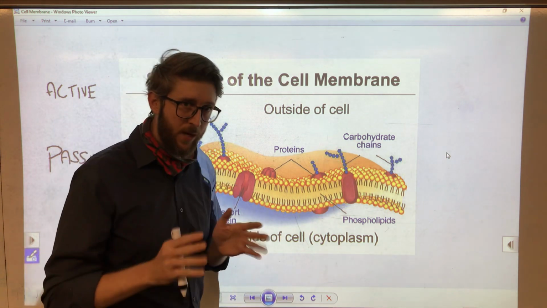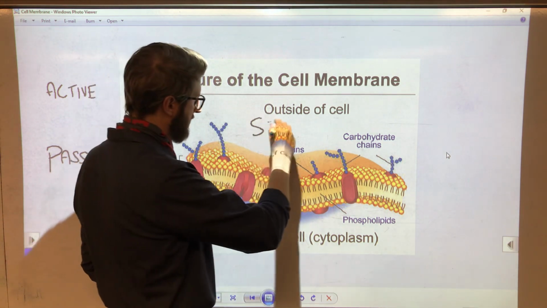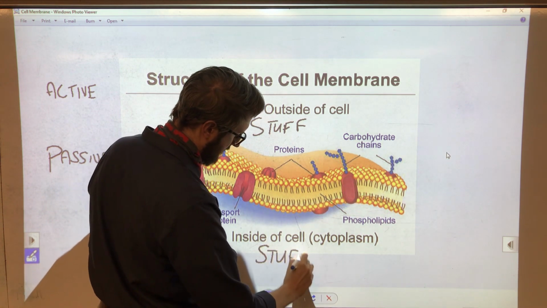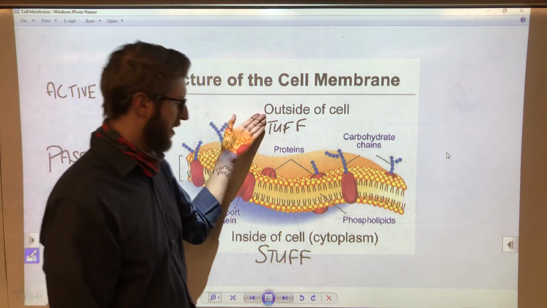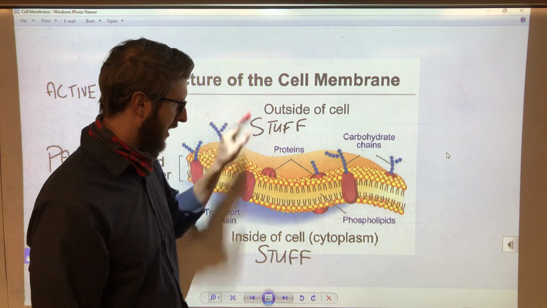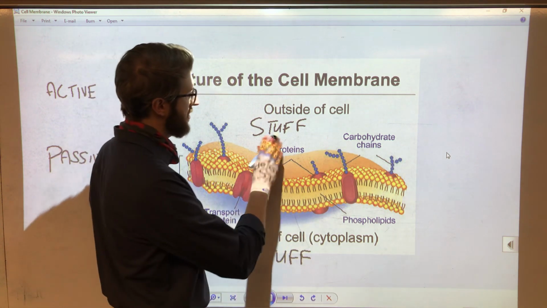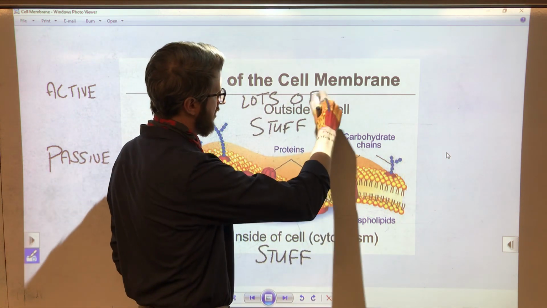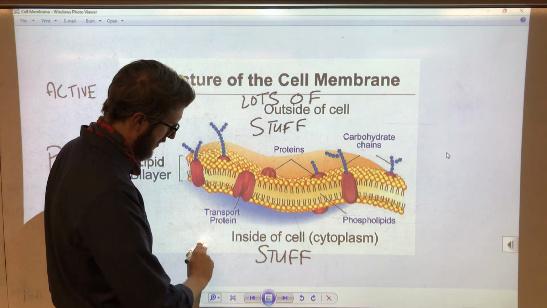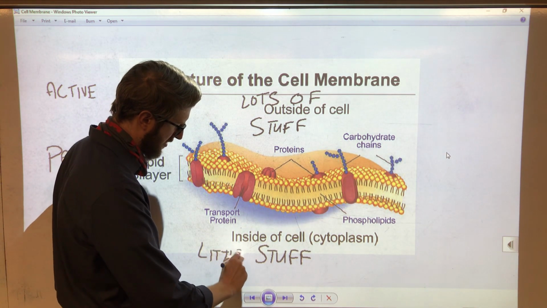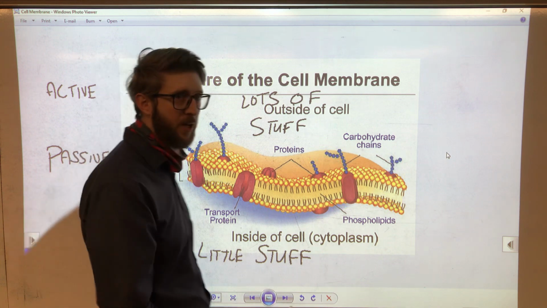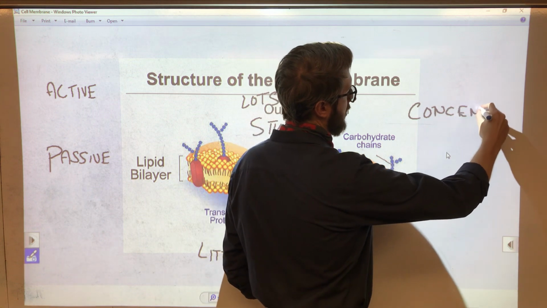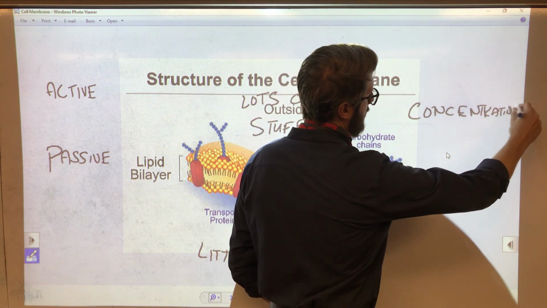And the way that it does it is you have stuff on the outside and you got stuff on the inside. Some stuff on the outside needs to get in, some stuff on the inside needs to get out. And the way it works is that, let's say you have lots of stuff on the outside and you have a little bit of stuff on the inside. Well, this creates what's called a concentration gradient.